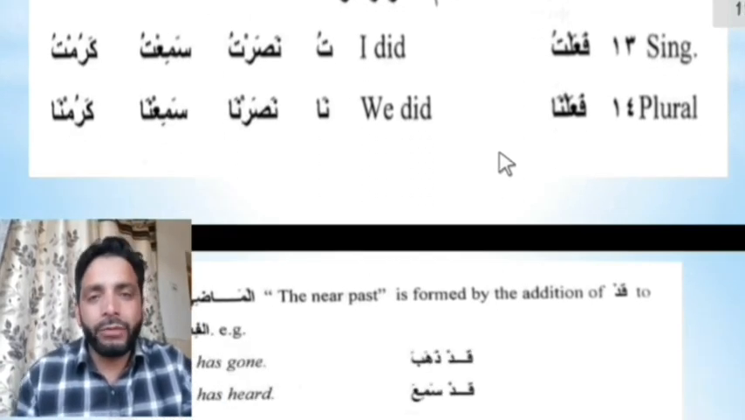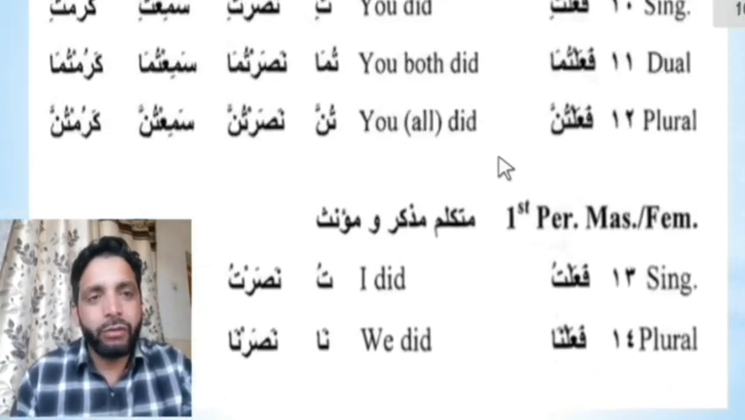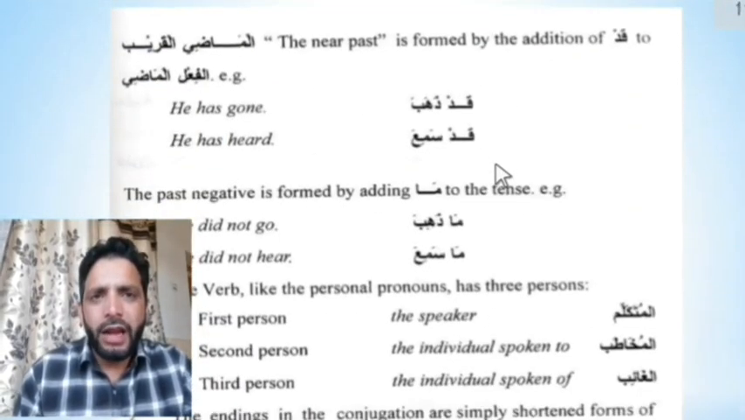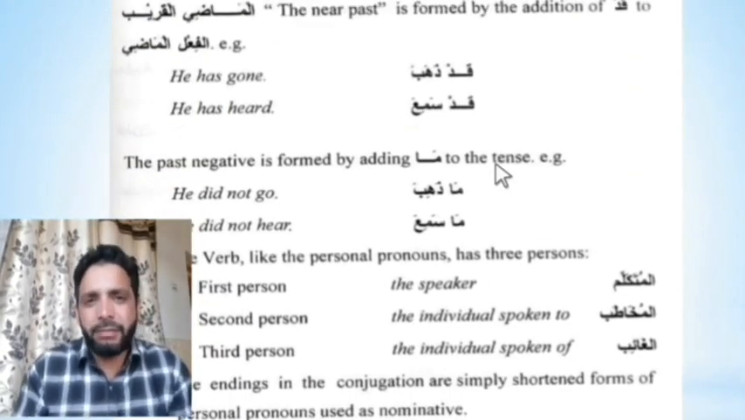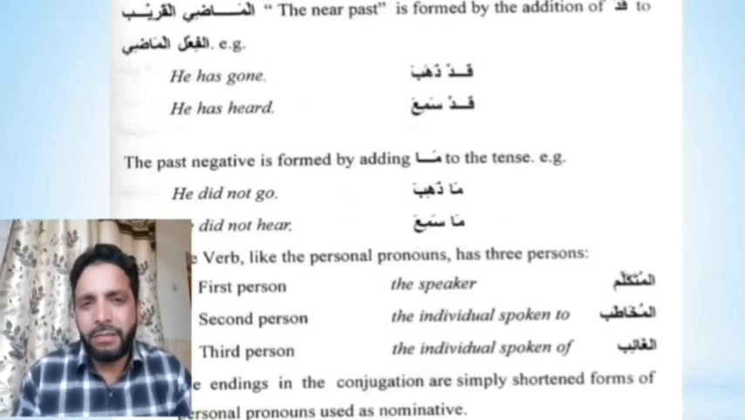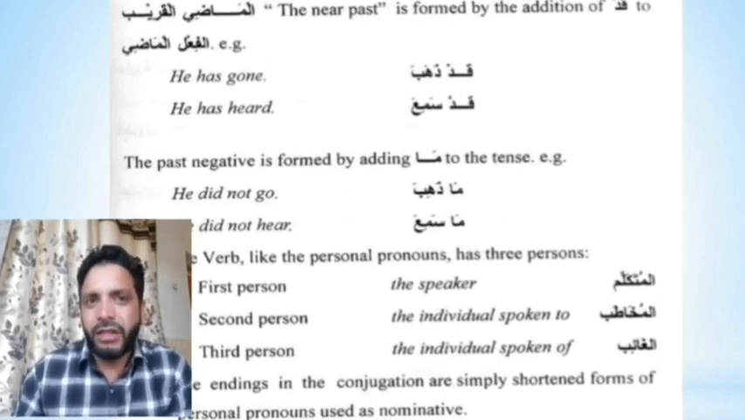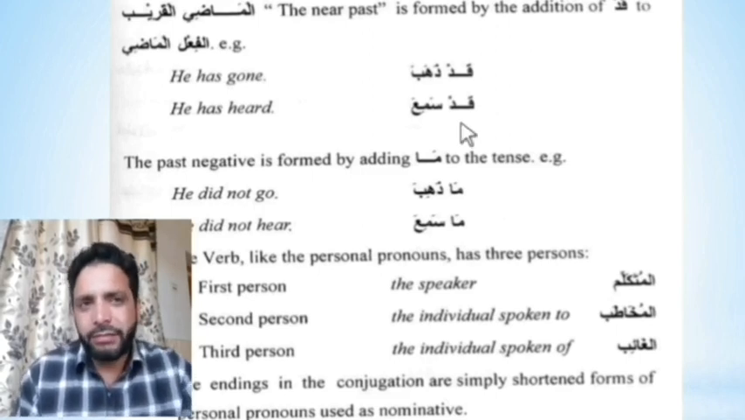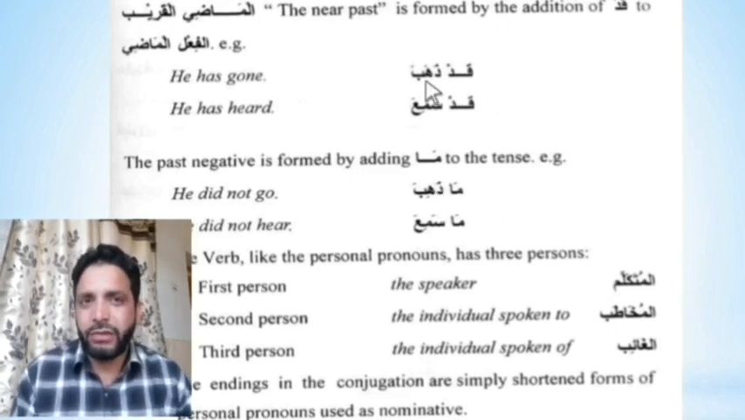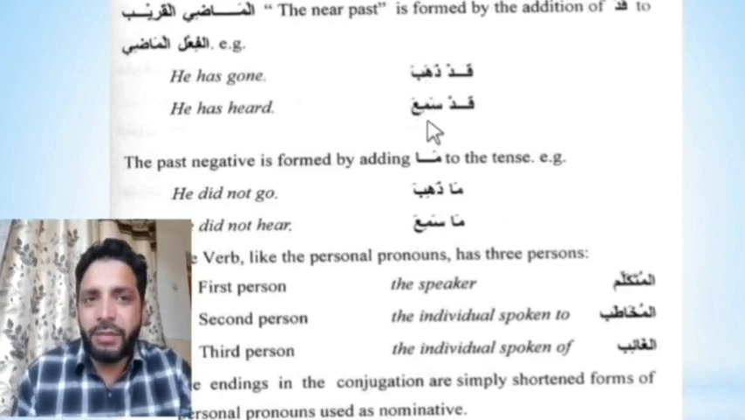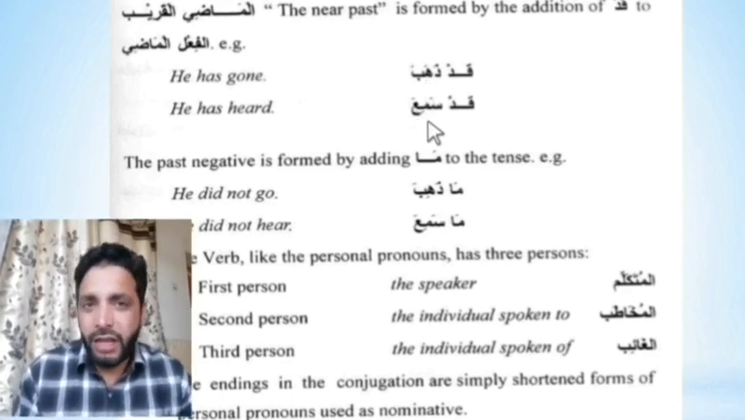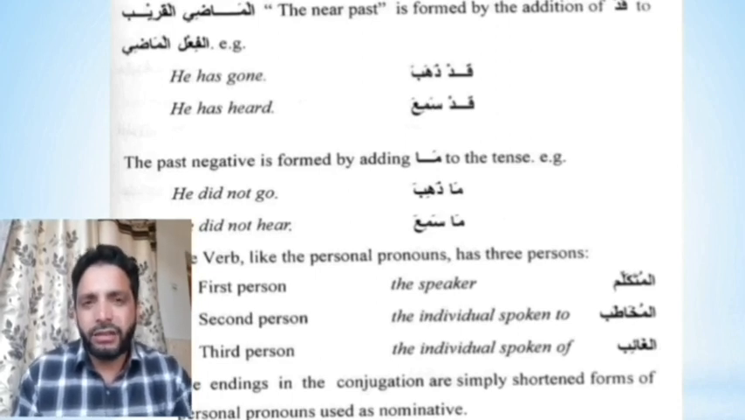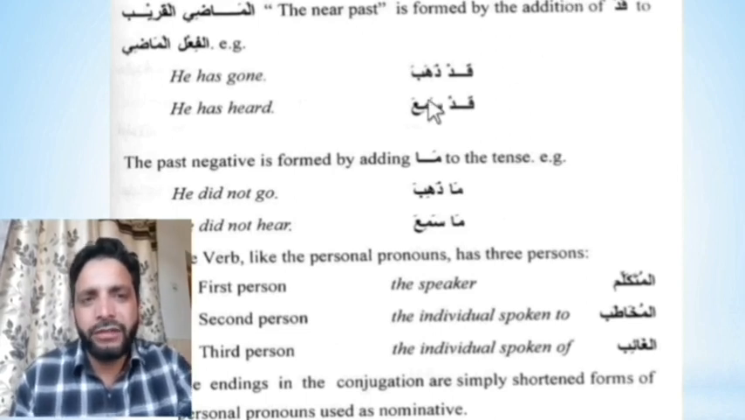So these were the 14 forms of this fi'l mazi, which we have finished. Now some important points which you have to remember: how to convert a mazi into mazi qareeb, the near past. It's formed by addition of qad before the fi'l mazi. For example, qad dhahaba, he just went. He has gone. Qad sami'a, he just heard. He has heard, you can also say. So to make it near past, we just add qad before this fi'l mazi.